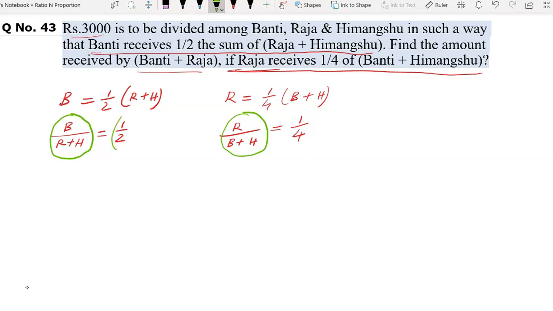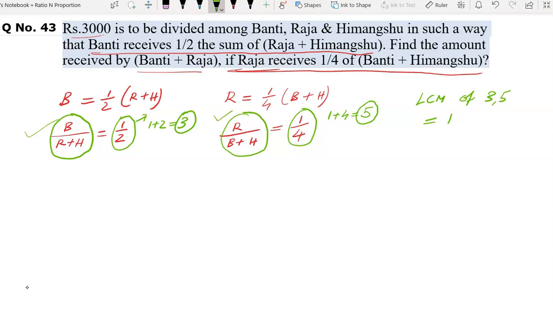Now we need to make this equal. So that means the share will be equal on both sides. So in order to make it equal, we will take the LCM of the total of this. 1 plus 2 is equal to 3, and 1 plus 4 is equal to 5. So we need to make this 3 and 5 equal. So we will take the LCM of 3 and 5, and the LCM will be 15.